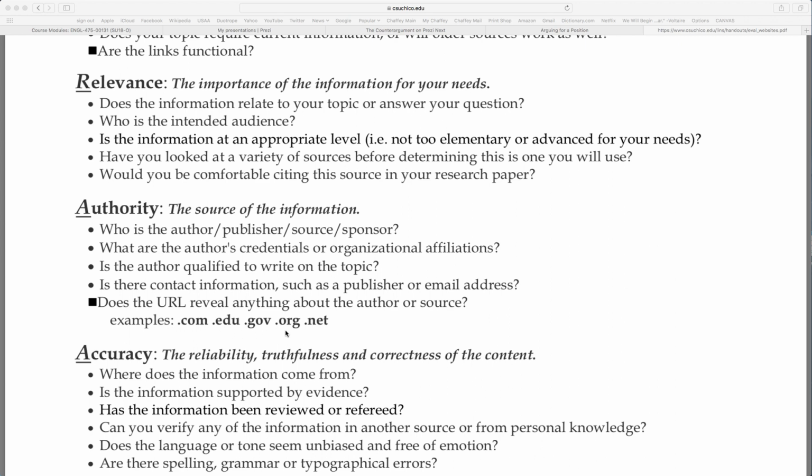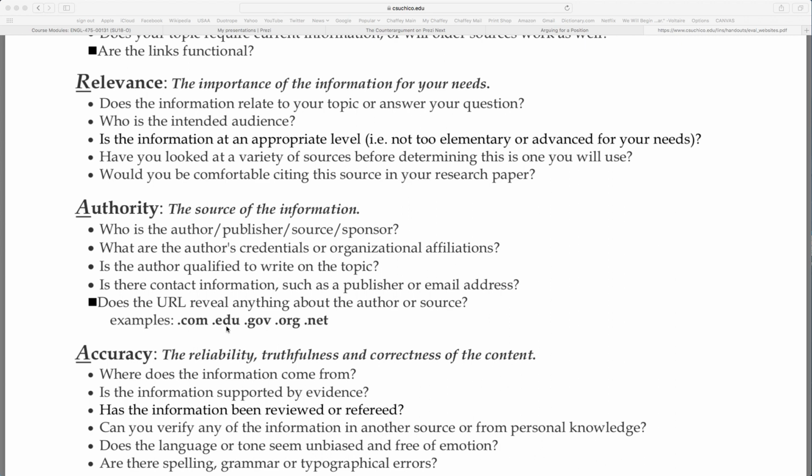Also pay attention to these things: .com, .edu, .gov, .org, .net. There is sort of a hierarchy when it comes to these URLs. A .com really isn't that reliable. Think of commerce. Think of money being exchanged. A .com exists for money-making purposes.